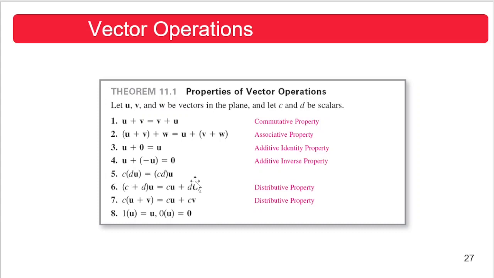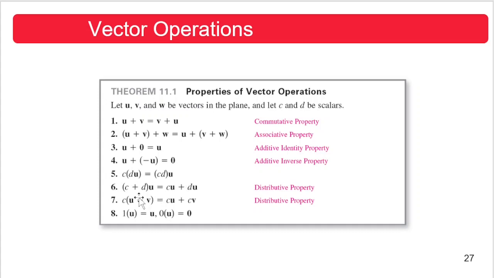Okay, next property is the associative scalar multiplication, wherein the order of the product does not affect the value of the product of the scalars and the vector U. That is, when scalar C is multiplied to the scalar multiple of D and U, this is also the same thing as the product of the scalar C times D times the vector U.